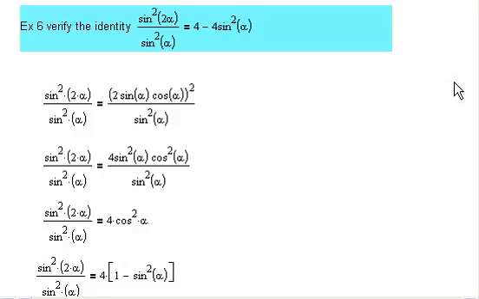So here's a couple of identities. You might be asked to prove similar problems. Verify the identity: sine squared of 2 alpha divided by sine of alpha equals 4 minus sine squared of alpha.